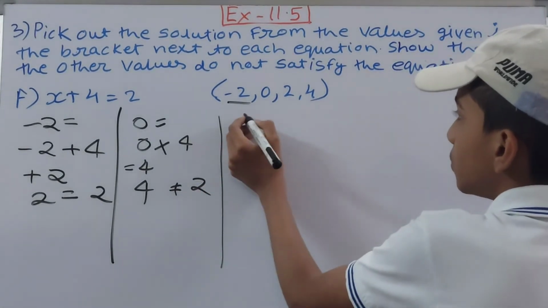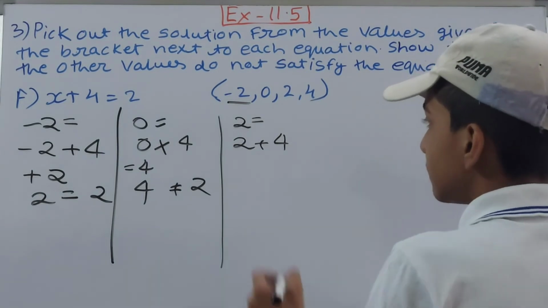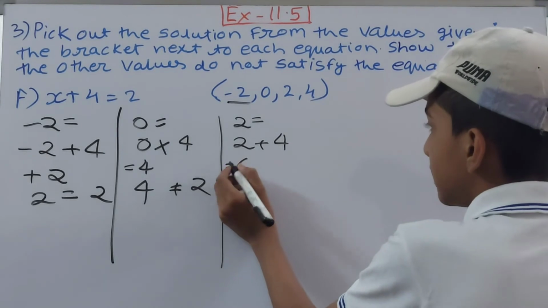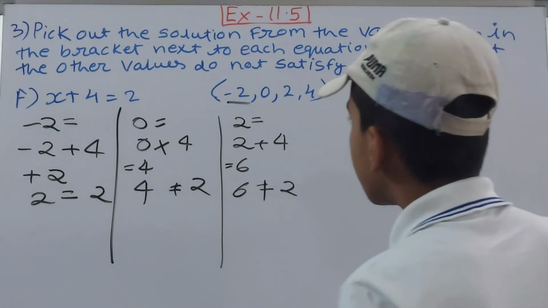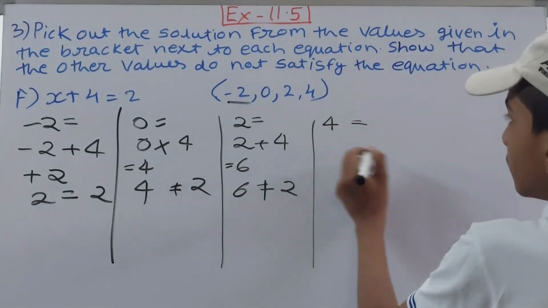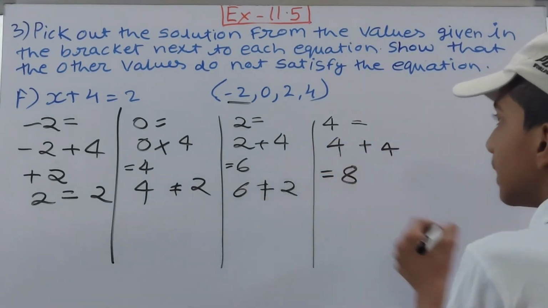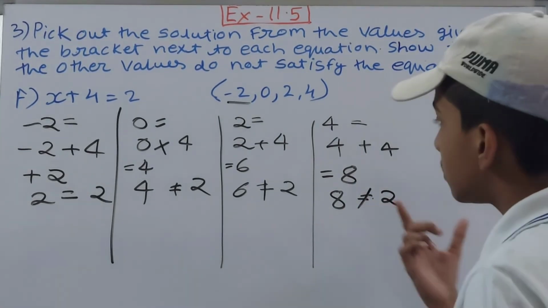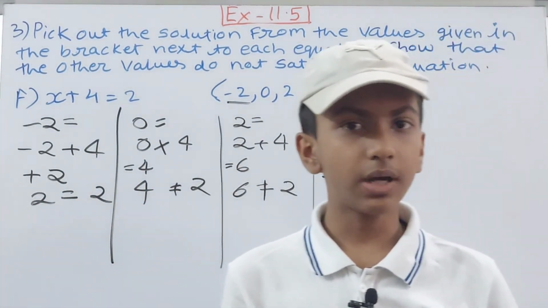Then you have 2. So 2 is going to be 2 plus 4. That is going to be 6, and 6 is again not equal to 2. So this equation is also not satisfied. Then we have 4 in last. So let us do this also. You will do 4 plus 4, and that is going to give you 8. So 8 is again not equal to 2. Right. So this is also not satisfying our equation. So only minus 2 is the number which will satisfy this equation.